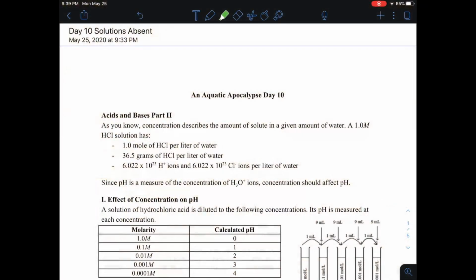Hey everyone, welcome to day 10. Today we are going to look at more acid and base stuff. This is our second part, and specifically we're going to look at how pH is impacted by not only the concentration of the solution, but also whether it's a strong or weak acid.